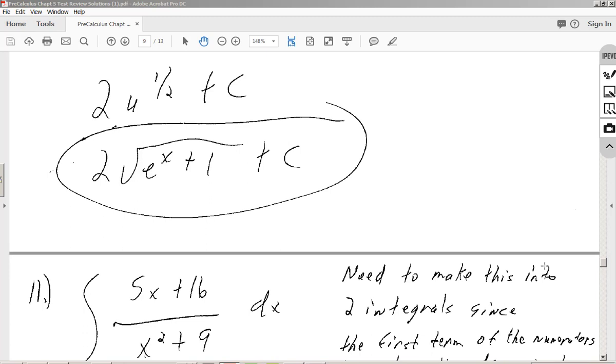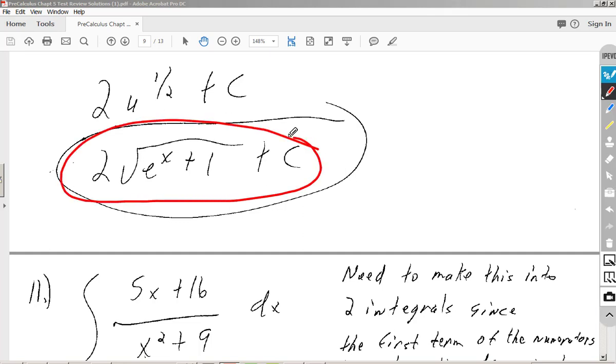Now you're substituting in my u value of e to the x plus 1. That leads me to my answer of 2 square root of e to the x plus 1 plus c. We had the exact same pattern with the tangent secant on our last test. So just make sure that you go ahead and recognize those parenthesis patterns.